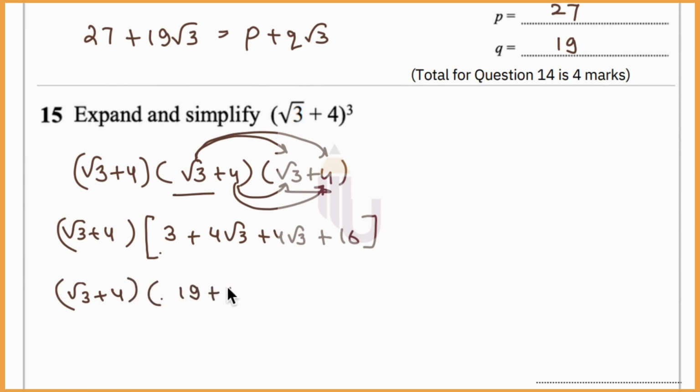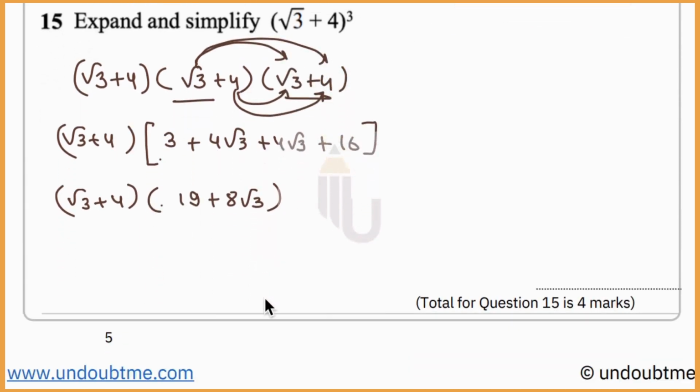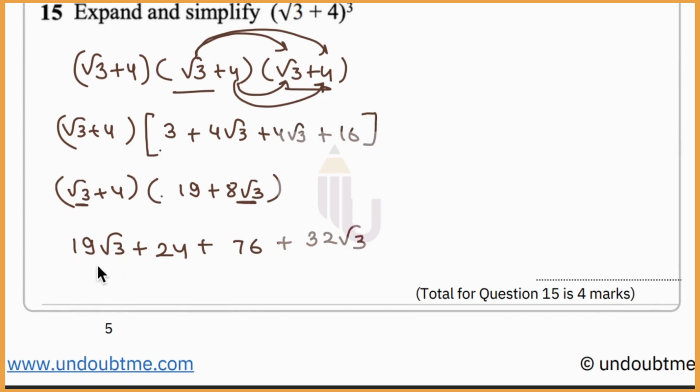times 19 plus 8 root 3, and then we will multiply this again. So it will be 19 root 3 plus 8 root 3 times root 3 will be 8 3s are 24 plus 4 times 19 is 76, and 4 8s are 32 root 3. So that will be 24 plus 76, 100, plus 19 plus 32, so that will be 51 root 3. Okay, so this will become our final answer, 100 plus 51 root 3.